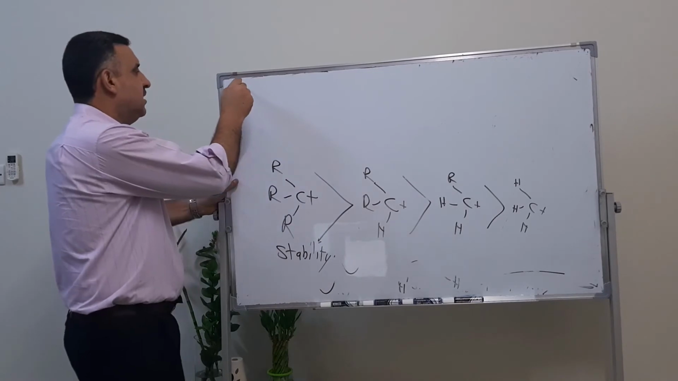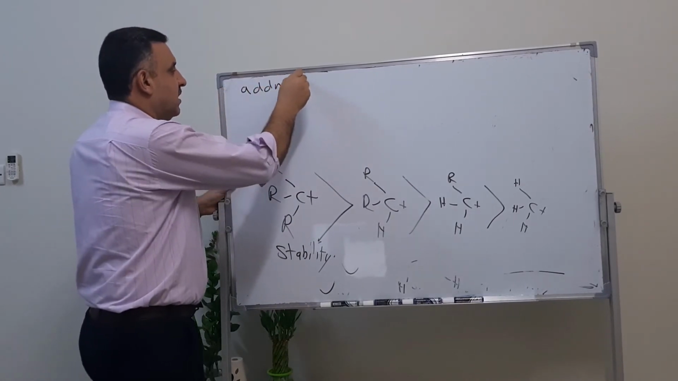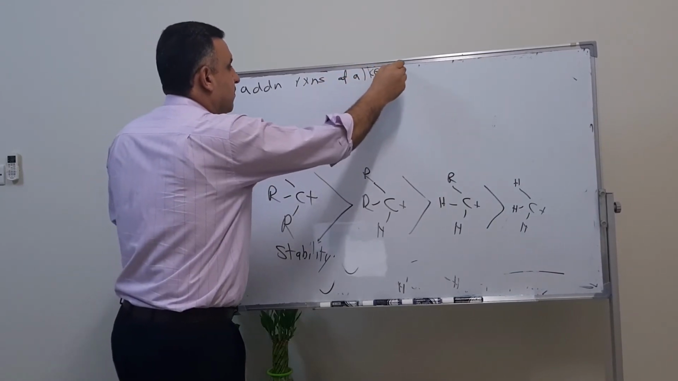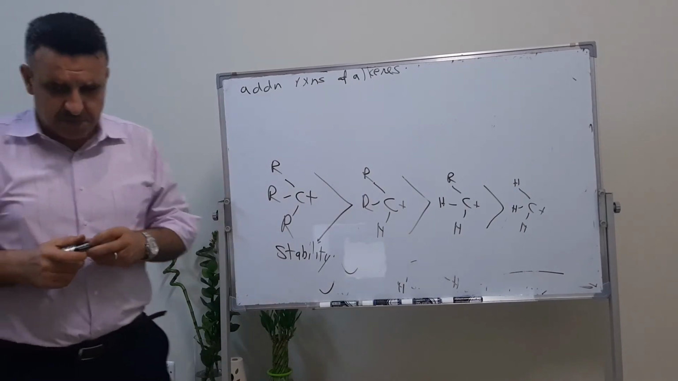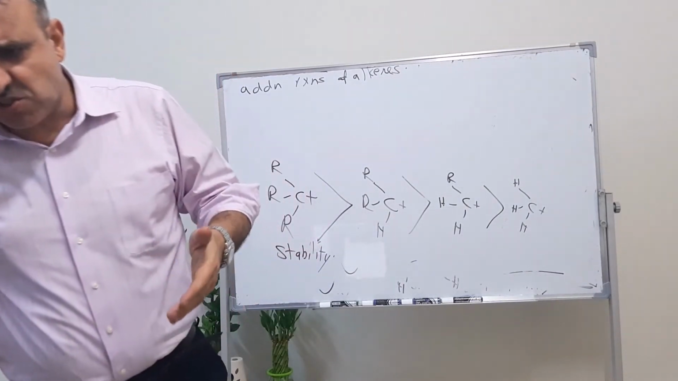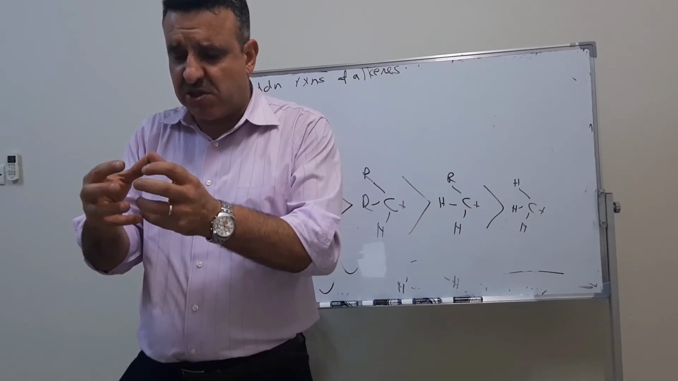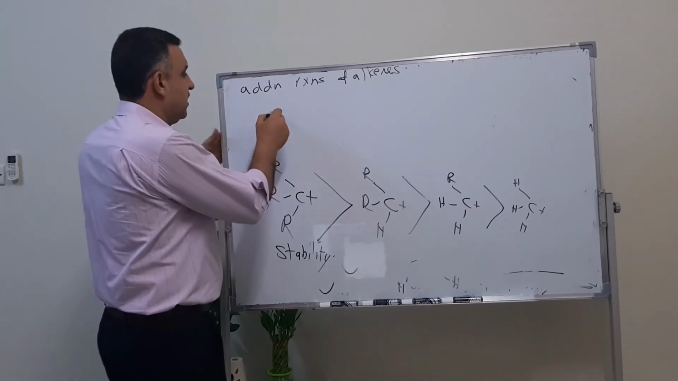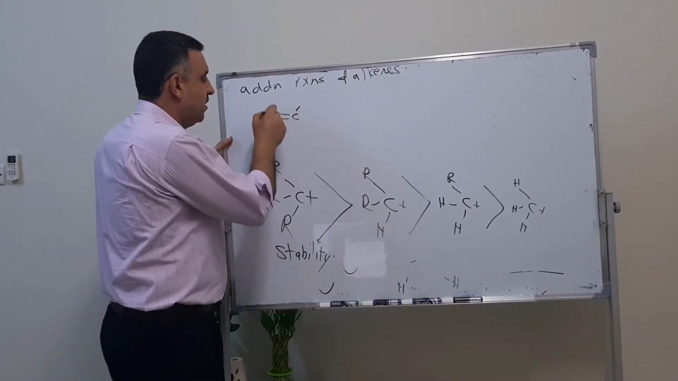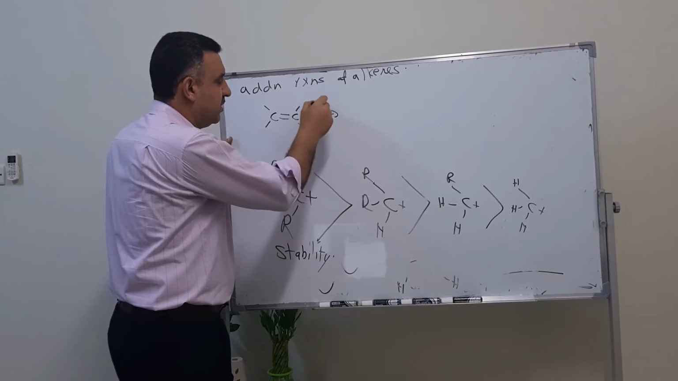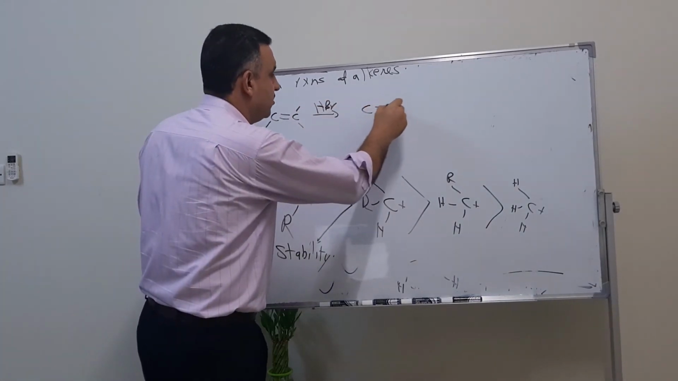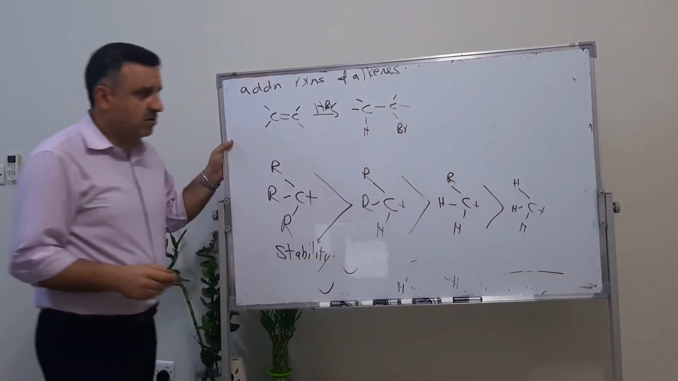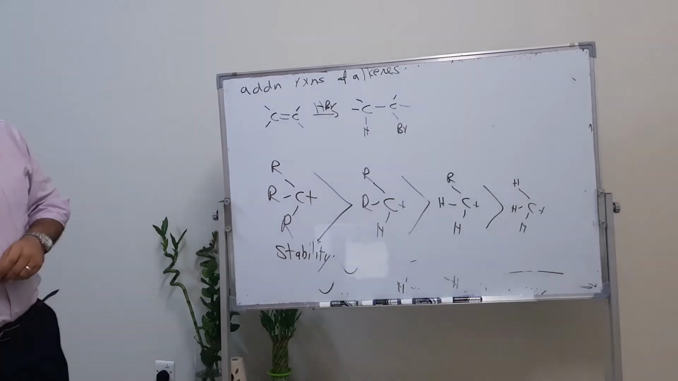Let's talk about addition reactions of alkenes. In principle, when we discussed the addition reaction, we said addition reactions are like two molecules adding themselves to each other to form a bigger molecule. So for example, if we have carbon double bond carbon, we allow it to react with HBr. The HBr will add itself to this molecule, and then we are going to get the addition product. Do you follow me?